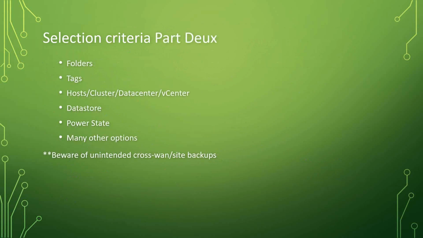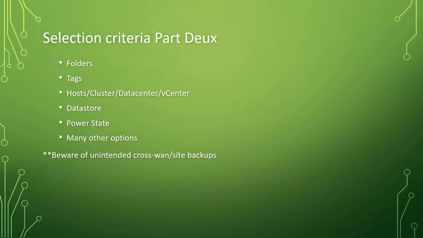Other things that you can use for your selection criteria could be users and computers folders. You can use VMware tags. You could use your host, cluster, data center, or vCenter level selection. What data store? You can use your power state. So if the machine is powered on, I'm only worried about machines that are running. So if a machine gets powered off, it gets skipped for the backups. And again, there's other criteria that they could be selected, and I could just keep going on with those details.